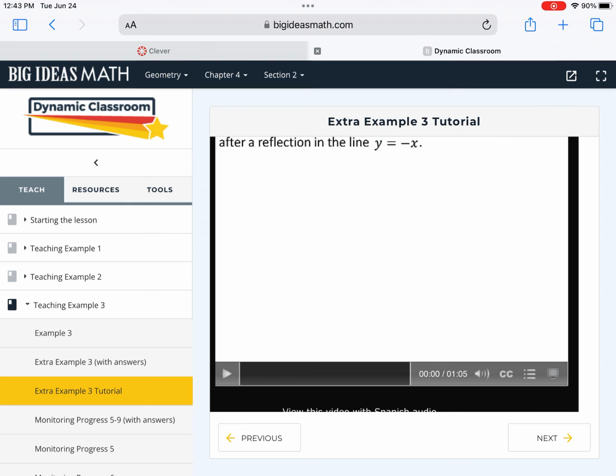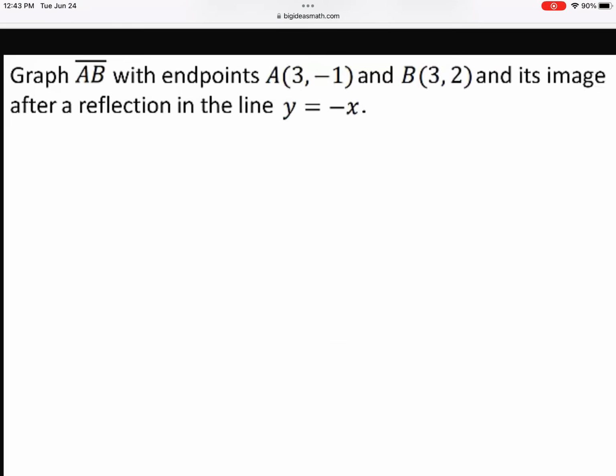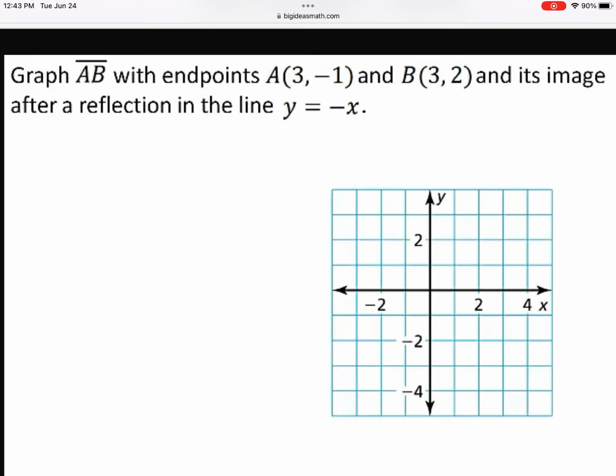Graph segment AB with endpoints A(3, -1) and B(3, 2), and its image after a reflection in the line y equals -x. First, graph segment AB with endpoints A(3, -1) and B(3, 2). Then graph the line y equals -x. To find the image of segment AB after a reflection in the line y equals -x, first find the image of each endpoint after a reflection in the line y equals -x.